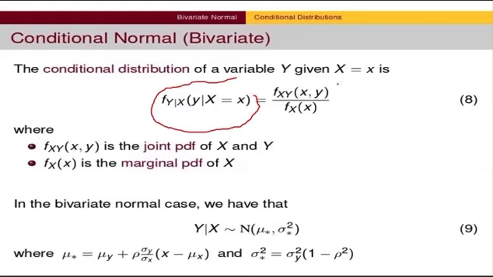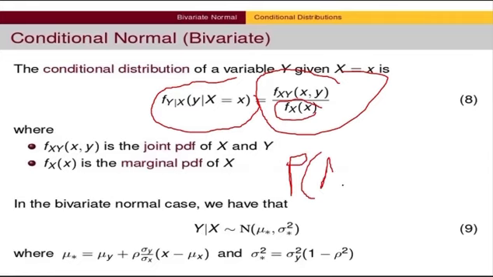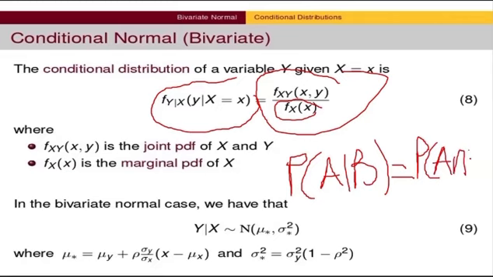Now, mathematically, the conditional distribution of Y given X is going to be the ratio of the joint of the bivariate divided by the marginal. Of course, you all remember this from probability theory. The probability of A given B, A conditioned on B, is equal to the probability of A intersection B divided by the probability of B. Take a look at that.